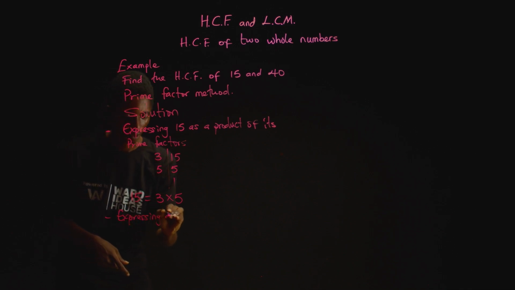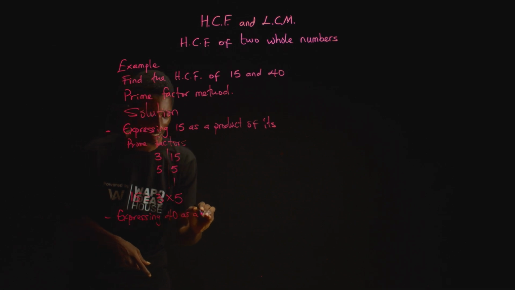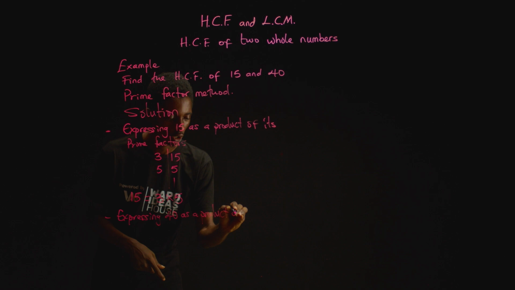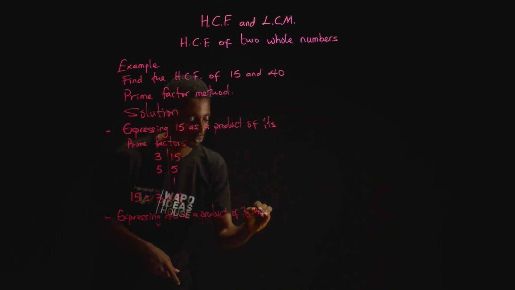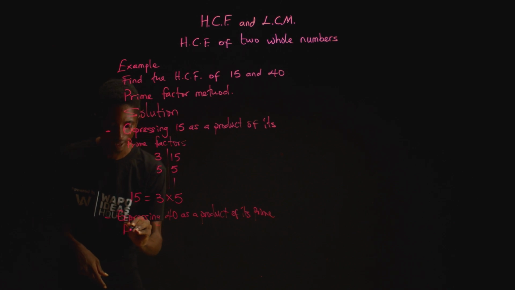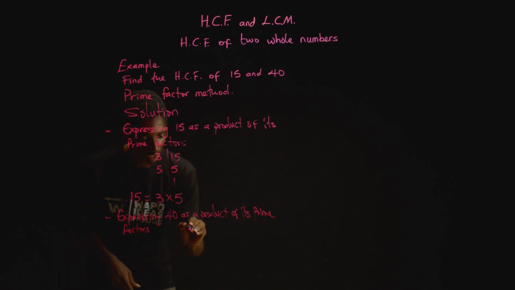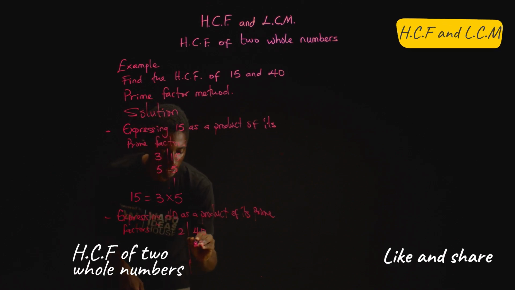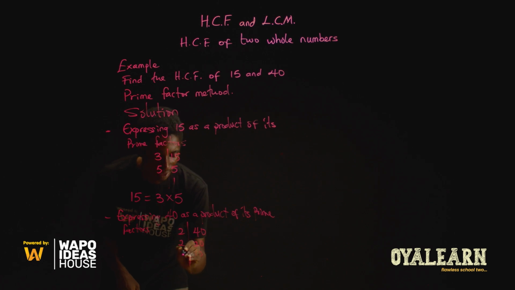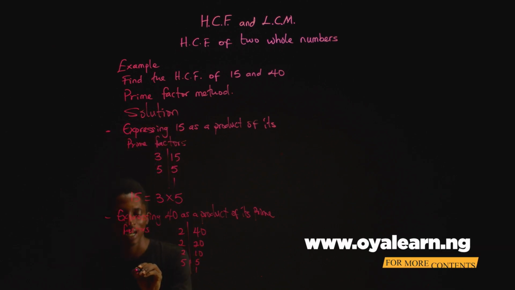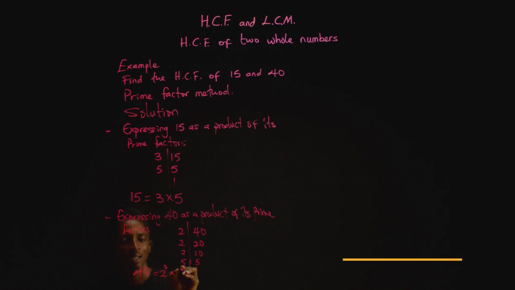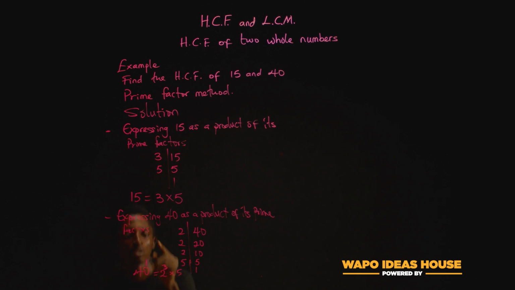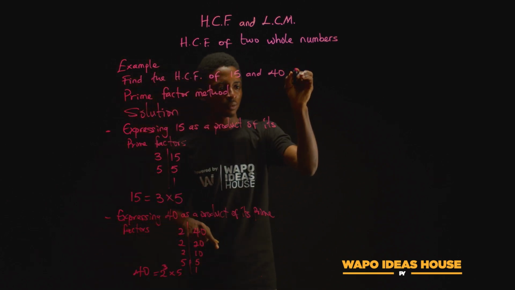Expressing 40 as a product of its prime factors. So here we have 40. 2 goes into 40 twenty times, 2 into 20 ten times, 2 into 10 five times, and then 5 once. That means that our 40 equals 2 raised to the power 3 times 5. Let me just write this 3 properly. So 2 raised to the power 3 times 5.